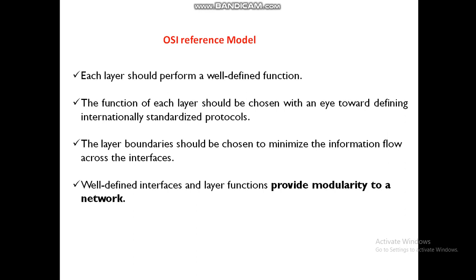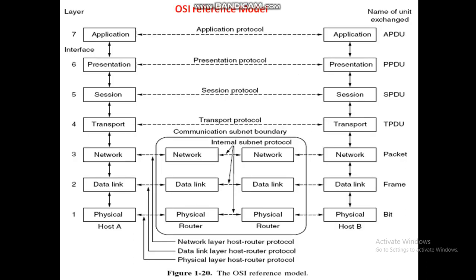So a well-defined functionality is given for each layer, and well-defined interfaces are there for communication between the layers. The layer functions provide maximum modularity for designing a network. And this is the explanation of the OSI reference model as a figure.